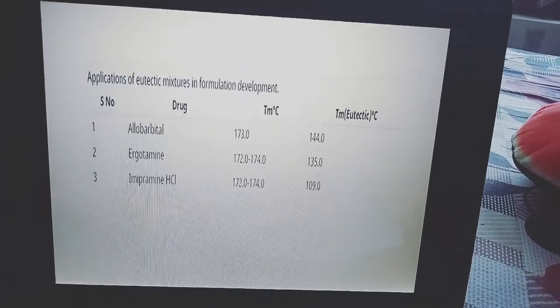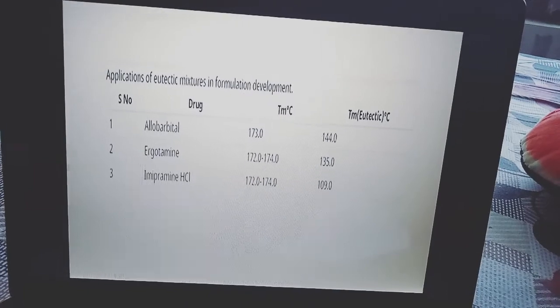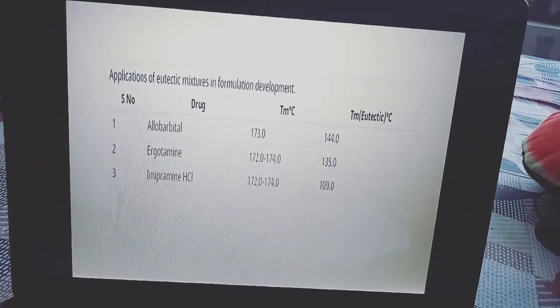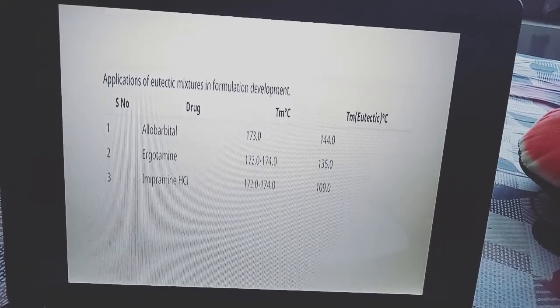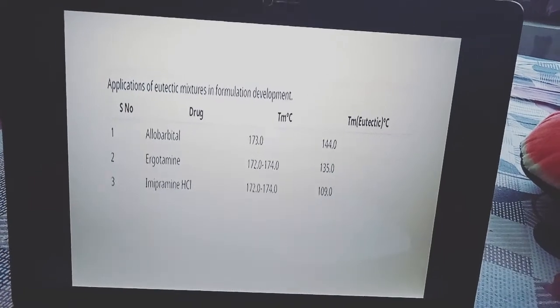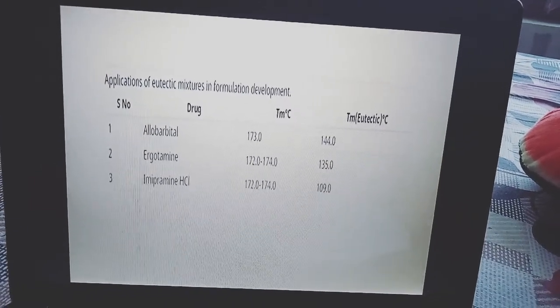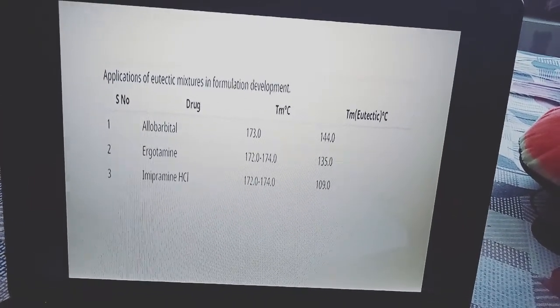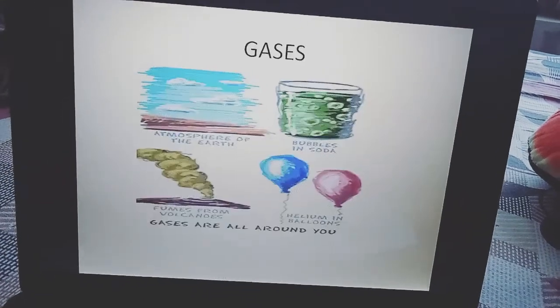Next are the applications of eutectic mixtures in formulation development. In F&D, means formulation and development, what are the applications of eutectic mixtures? For example, allobarbital, ergotamine, imipramine. Their applications are given over here.